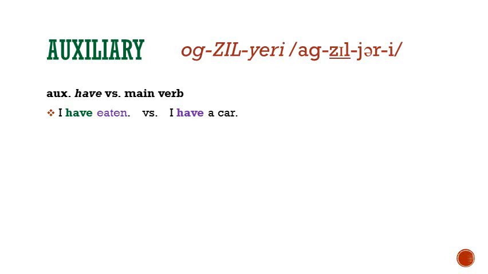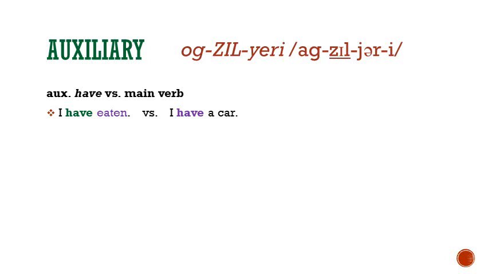But the other way to know if you have the main verb is if it is the only verb, then you know it's the main verb, because every sentence needs a main verb, but not every sentence needs an aux. So if there's only one, like in I have a car, that's your main verb. Versus I have eaten, the main verb there is eat, and then have comes before it, acting as aux.